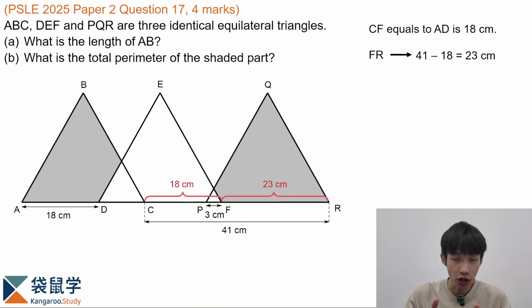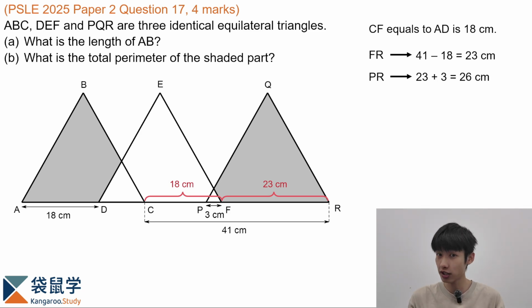Now, we know FR is 23. We know PF, the overlapping part, is 3 cm. Then, do we know each side length? Yes, each side, PR, will be just 23 plus 3 and give us 26. So question solved. But if I simply know the idea that overlapping part is the same, non-overlapping part also the same, this question should be very simple.